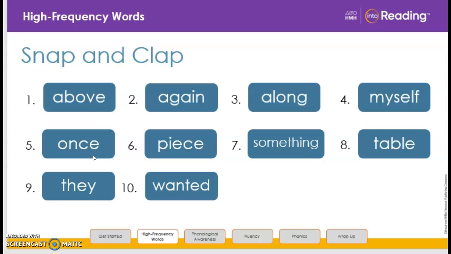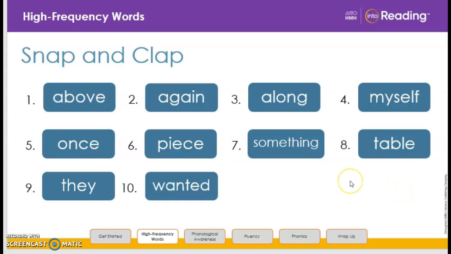So here's how we will do this. We will spell the word together. So we've said it once. Now let's spell it. O-N-C-E. We will snap our fingers when we say a vowel and clap our hands when we say a consonant. Ready? O-N-C-E. Okay, it's your turn. What was the word again? Once.